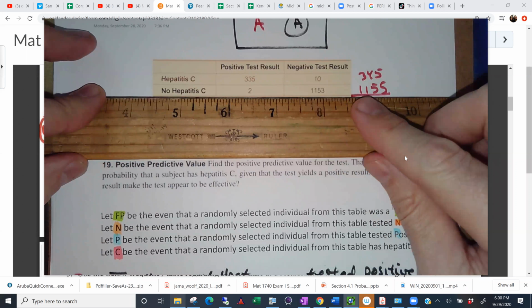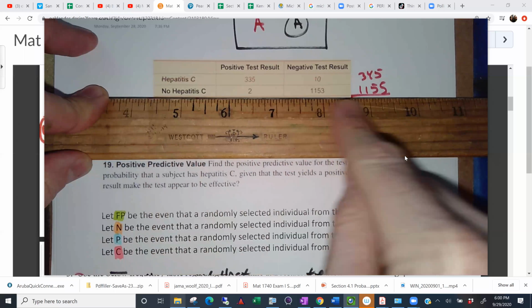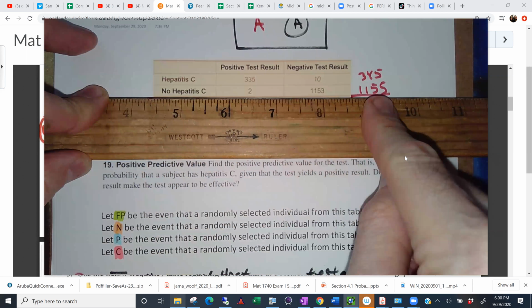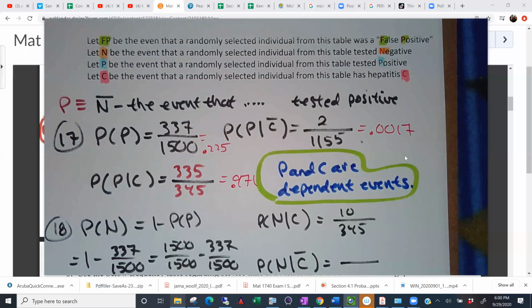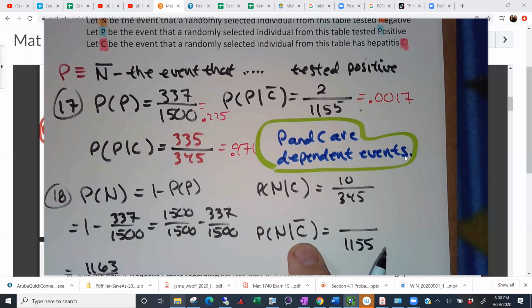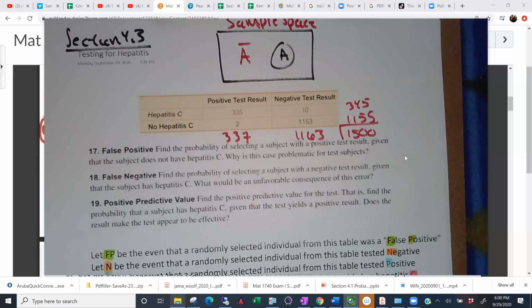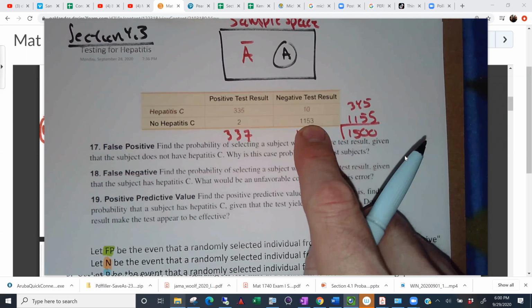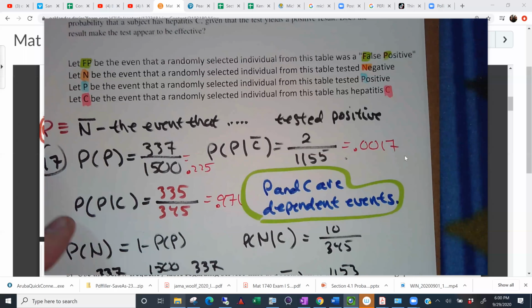So by telling you that you have no hepatitis C, we're actually on this row. This is the row that has no hepatitis C. So there's 1,155 people here. So let's put that down as our denominator. 1155. Well, let's look back together. Amongst these people, the 1155, how many tested negative? And that'd be the 1153 that you stated. So 1153. Cool.